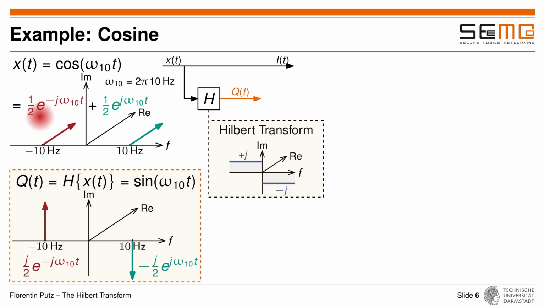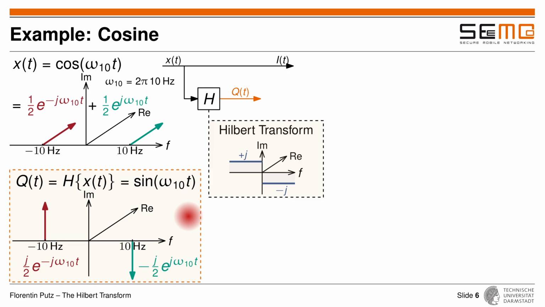And you can see here that we now have a minus j multiplied in here, and we now have a plus j multiplied in here. And this is actually very interesting. What we get is the sine wave. So the Hilbert transform of a cosine wave actually is a sine wave. So yeah, and this is what the complex frequency domain of a sine wave looks like.